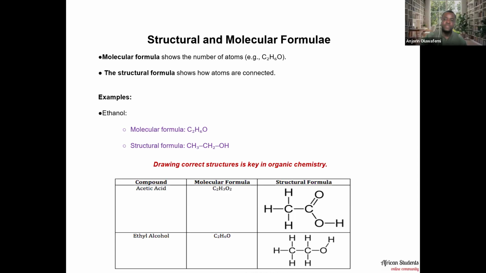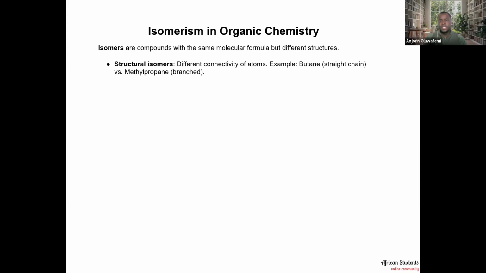All right. So let's move along now and move to the next thing, and that's isomerism in organic chemistry. So isomers are basically compounds with the same molecular formula but different structures. They have the same molecular formula but they have different structures. So that's what an isomer is.